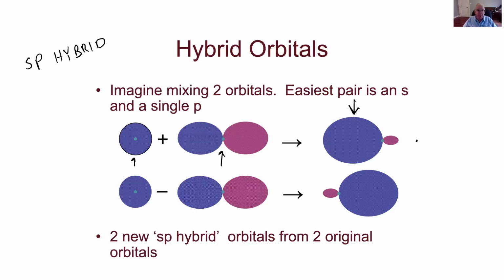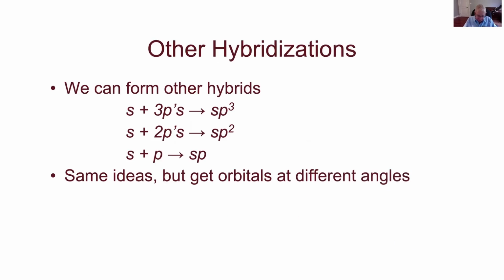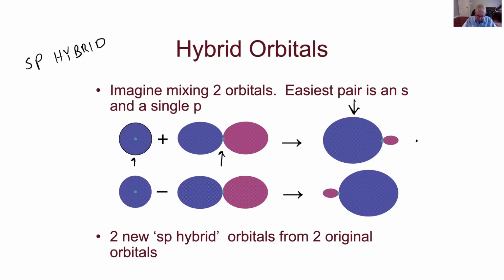If I take the one on the bottom, I just change the plus sign to a minus sign. Now, when I put blue on blue, that's the same sign, and I subtract them, that's going to reduce the electron density. And so I end up with an orbital that looks just like the one above it, but now it's pointed in the opposite direction.